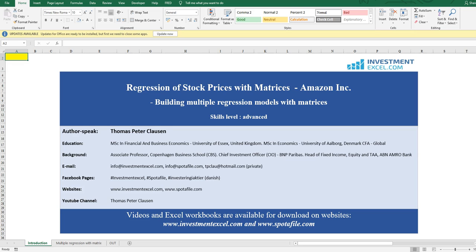Today I will show you how to take advantage of vector and matrix notation when it comes to building multiple regression models. Particularly we will look at a model where the stock price of Amazon Incorporated is described by a true model including two explanatory variables, being the GDP level in the US, and the level of the 10-year US Treasury bond.